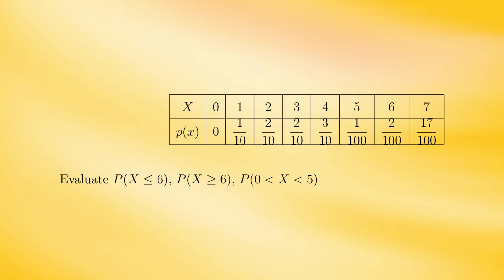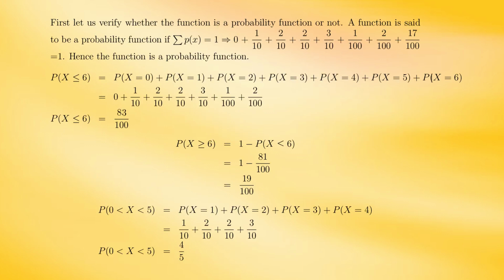Evaluate probability of x less than or equal to 6, probability of x greater than or equal to 6, and probability of 0 less than x less than 5. First, let us verify whether the given distribution is a probability distribution or not. A function is said to be a probability function if the summation of p of x is equal to 1.